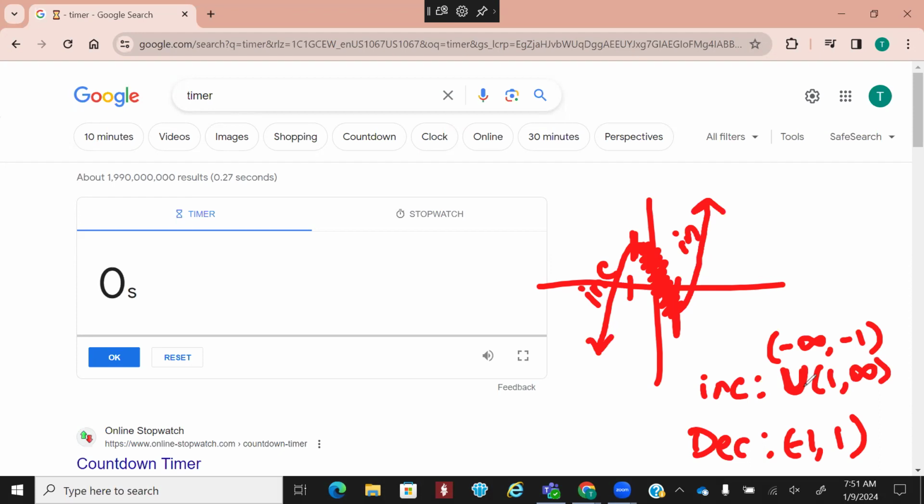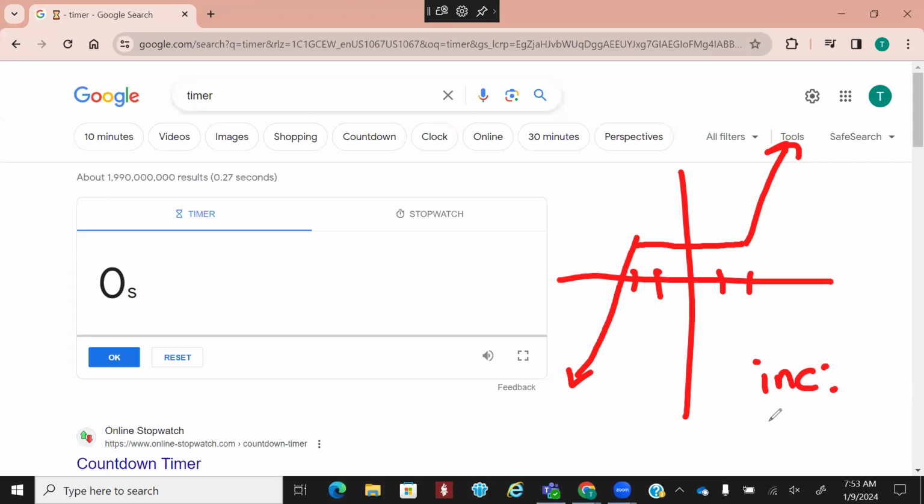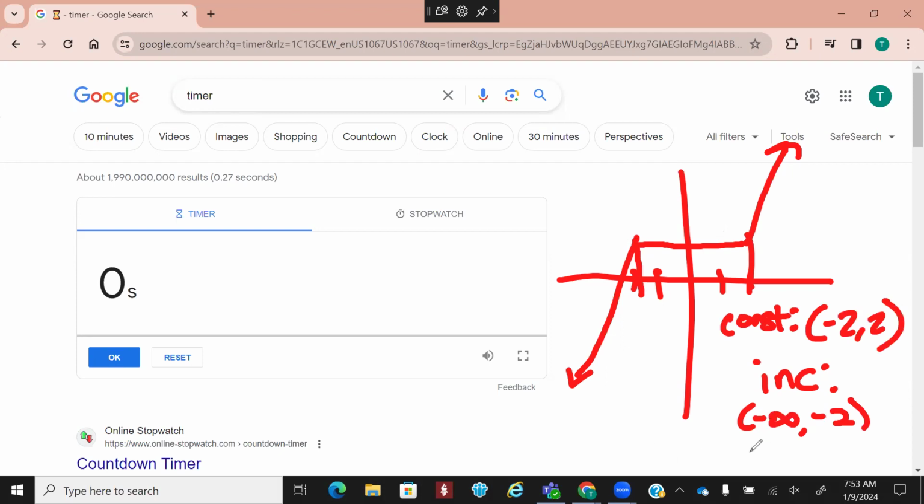Can you try that third one? So it increased first. Where did it increase from? -infinity to where? -2. Then what happened here? It stayed the same. We call that constant. Okay, so we're going to say constant. And where did that happen from? -2 to 2. Good. Then what happened?